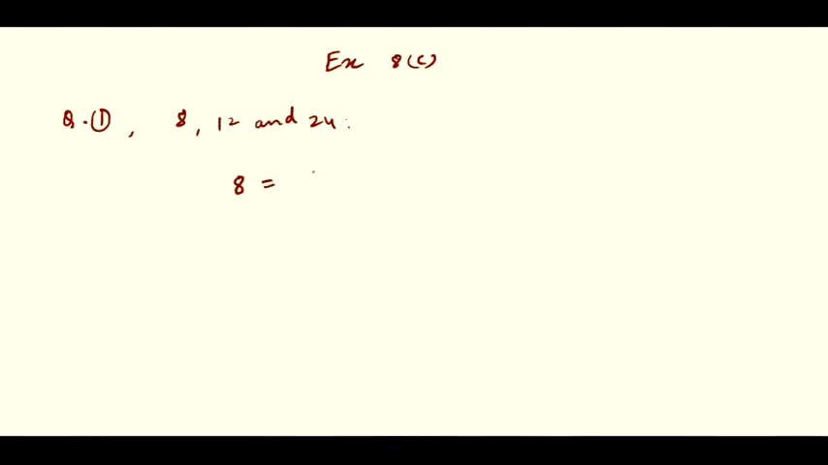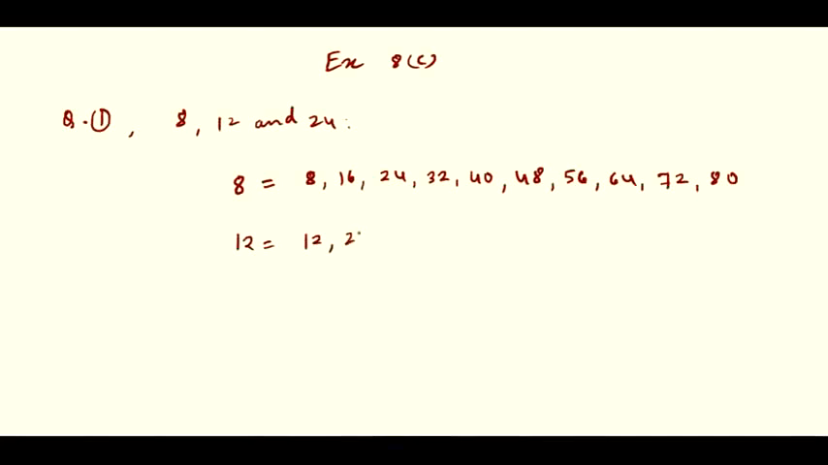Now write the multiples of 8. 8 1 ja 8, 8 2 ja 16, 8 3 ja 24, 8 4 ja 32, 8 5 ja 40, 8 6 ja 48, 8 7 ja 56, 8 8 ja 64, then 8 9 ja 72, then 8 10 ja 80. Similarly for 12. 12 1 ja 12, then 24, then 36, 48, 60, 72, 84, 96, 108, 120.